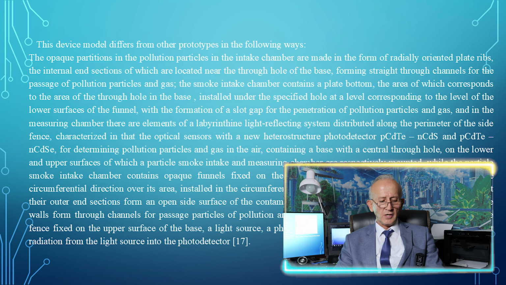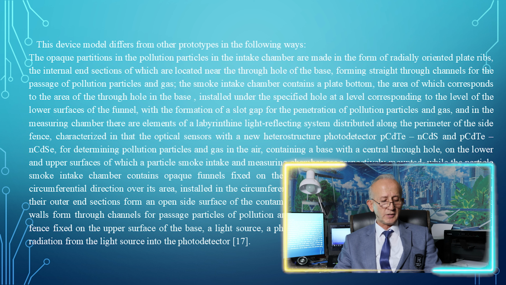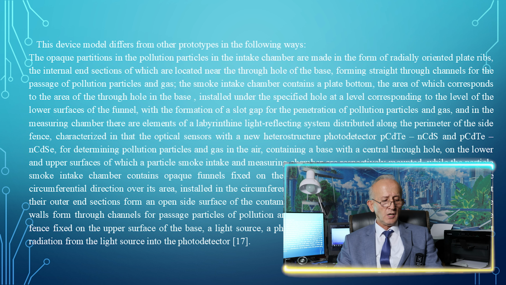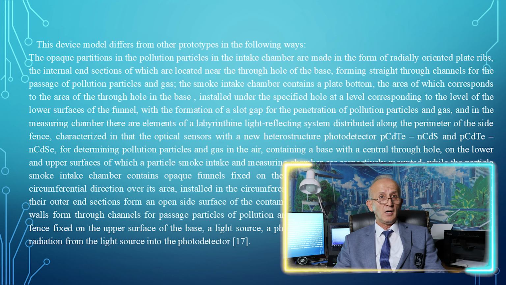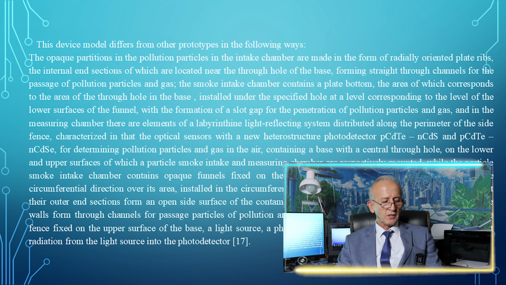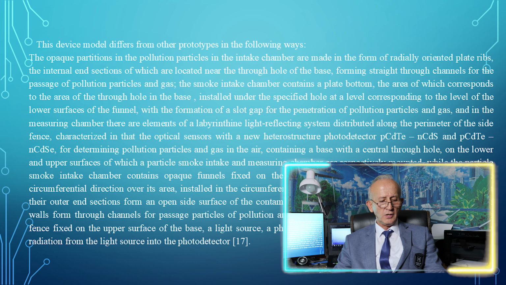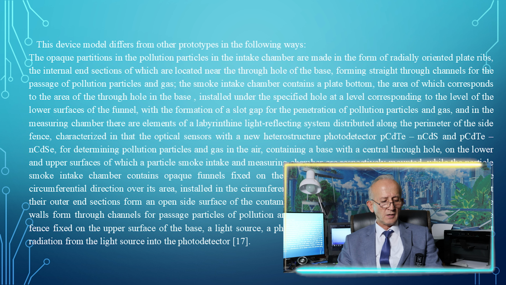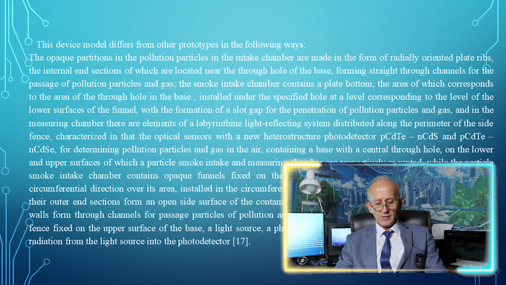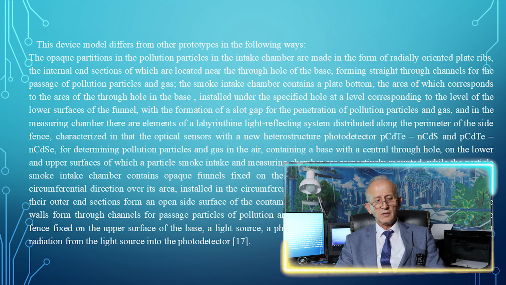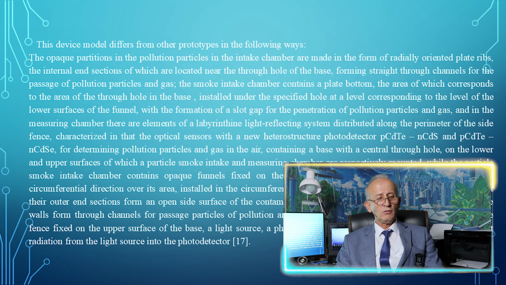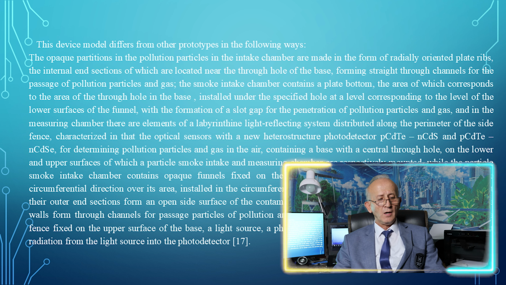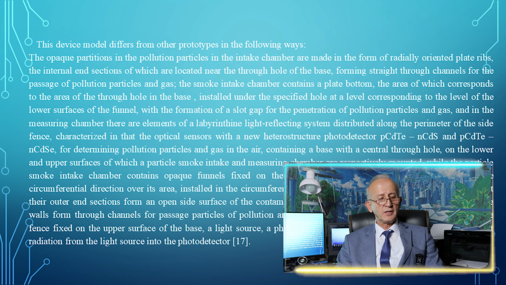This device model differs from other prototypes in the following ways. The opaque partitions for the pollution particles in the intake chamber are made in the form of radially oriented plate ribs, the internal end sections of which are located near the inlet hole of the base, forming inlet channels for the passage of pollution particles and gas. The smoke intake chamber contains a plate bottom, the area of which corresponds to the area of the inlet hole in the base. It is placed under the specified hole at the level corresponding to the level of the lower surfaces of the funnel, with the formation of a slot gap for the penetration of pollution particles and gas.